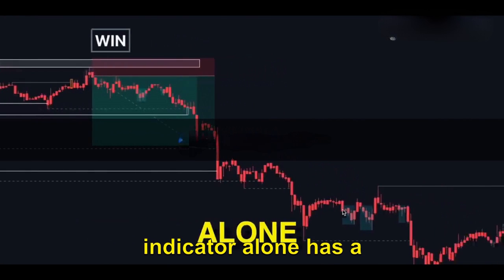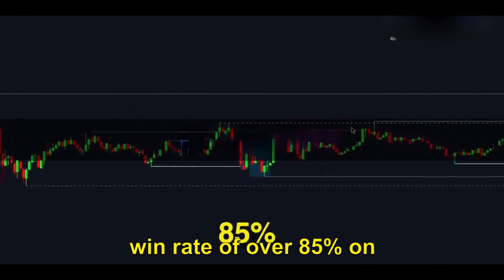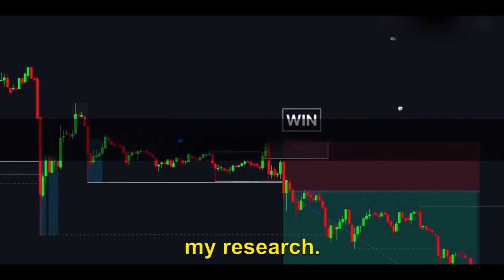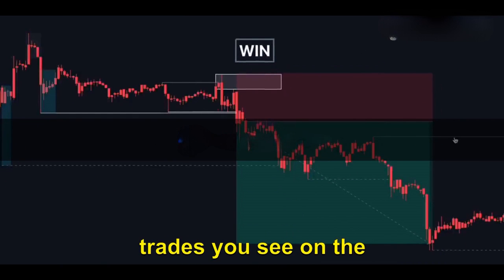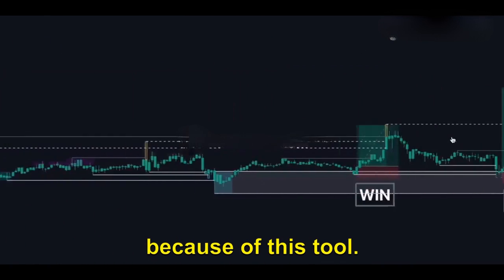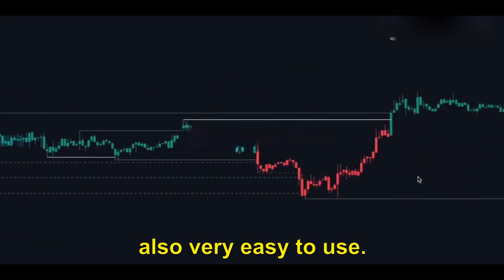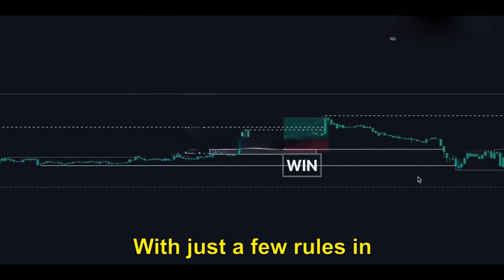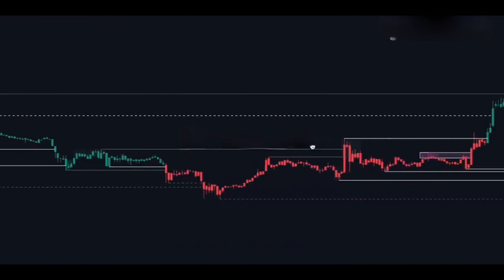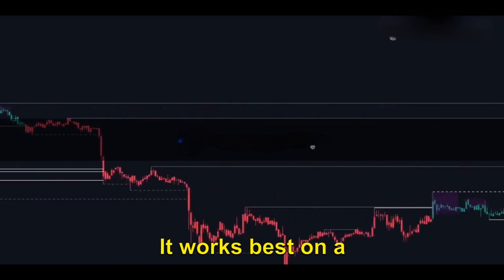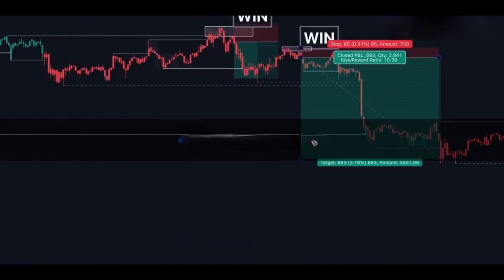This TradingView indicator alone has a win rate of over 85% on Bitcoin, according to my research. All these winning trades you see on the screen were possible because of this tool. Not only does it have a high win rate, but it's also very easy to use. With just a few rules in place, you can open trades and profit almost every time. It works best on a 15-minute chart.